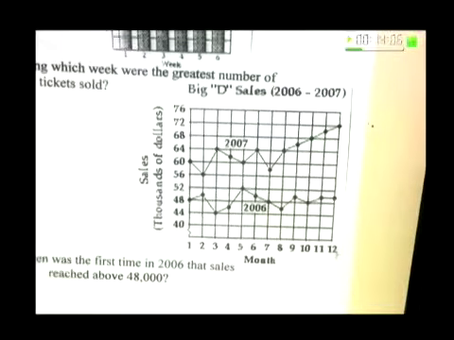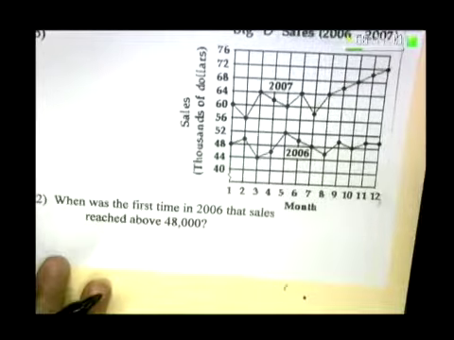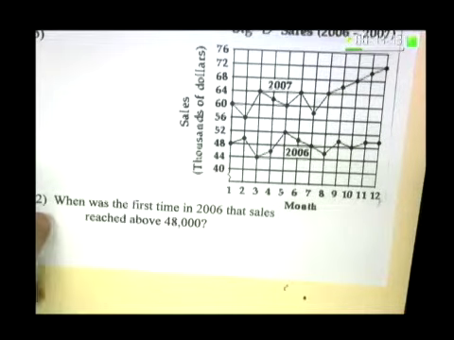So let's look at the second graph. Okay. And in the second graph, and I need to get this all on the screen for you.